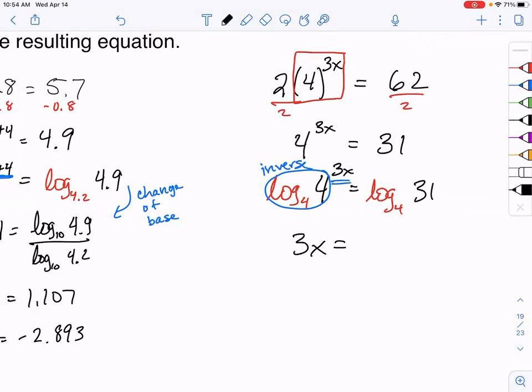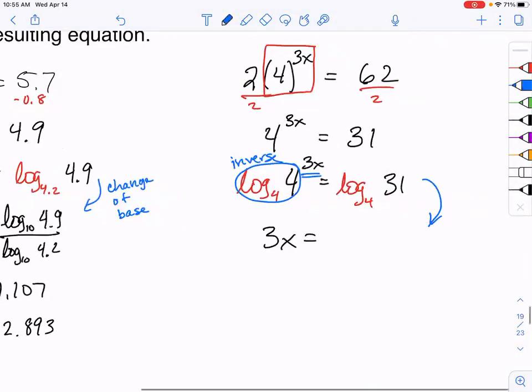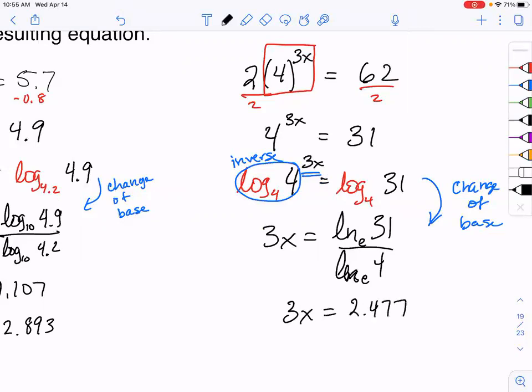This time, let's use natural log just because we want to recognize we can use either. So we will write, or actually, yeah, we'll use natural log, and note to self, change of base. And we'll write natural log, which is log base e, of 31 divided by natural log, which is log base e of 4. So you get 3x is equal to what? So we'll divide both sides by 3 and we'll get 0.826 is what it was.